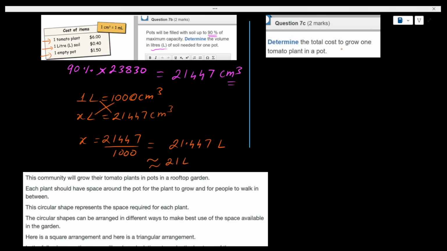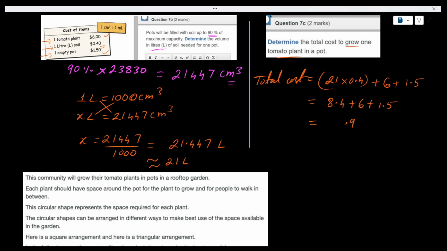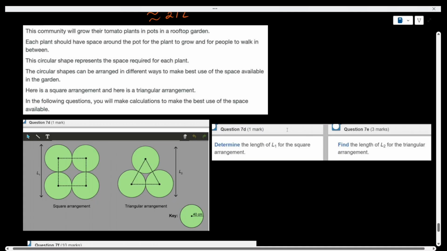Now, what is it in here? Determine the total cost to grow one tomato plant in a pot. So how to find out here total cost? First 21 liter of soil, the soil cost is given as $0.4, so times 0.4. Then we need to add for the tomato plant, which is $6, so add $6 plus here one empty pot which is for $1.5, so we'll add that as well. It is going to be 8.4 plus 6 plus 1.5. If you add everything, it is going to be $15.9.